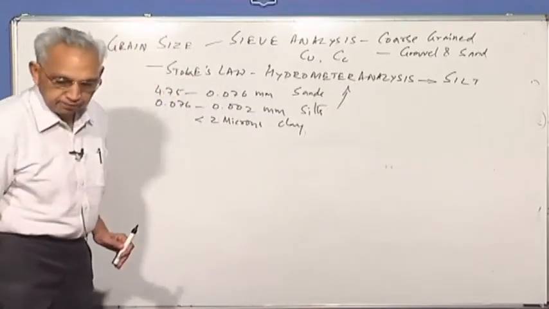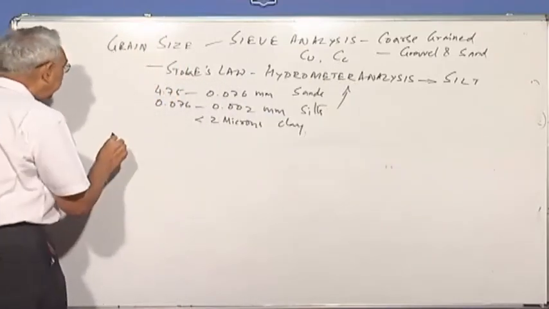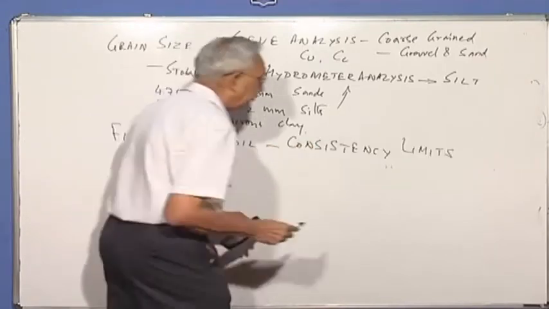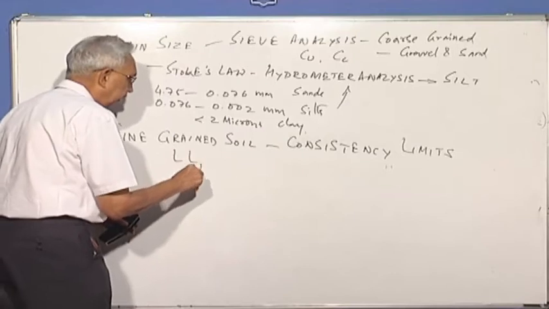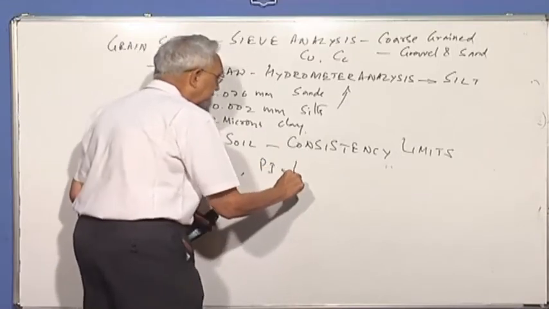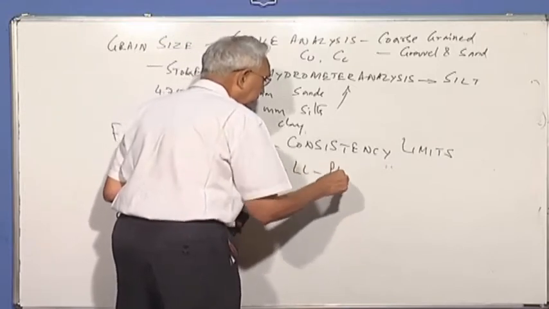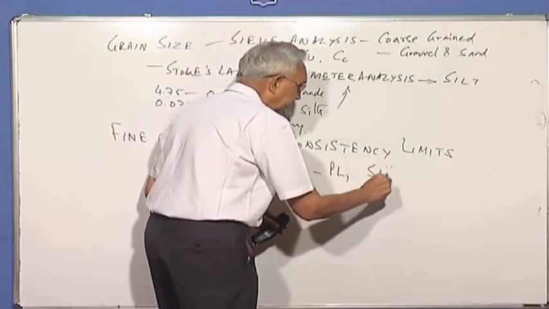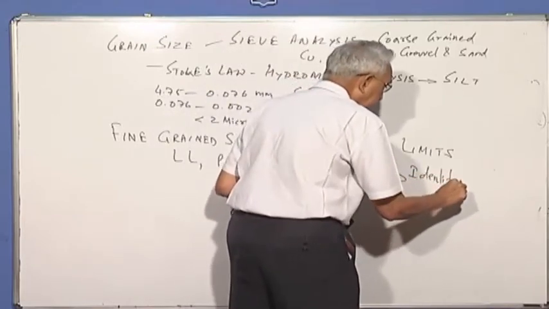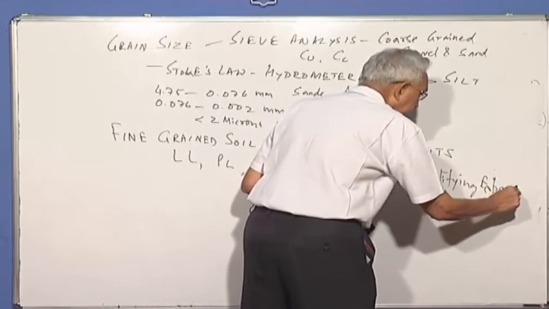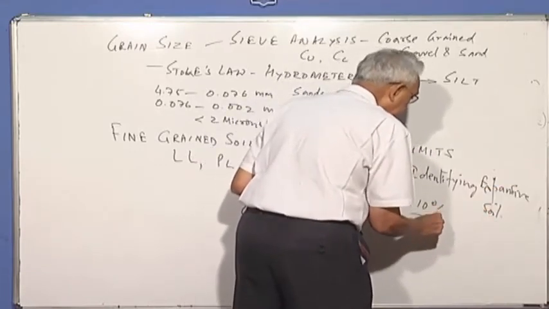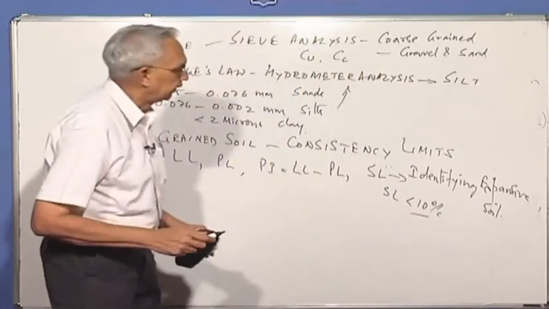Then when you look at the fine grained soil, we need to have what we call consistency limits. We talked of liquid limit, plastic limit, plasticity index, which is nothing but liquid limit minus plastic limit. Then we also looked at shrinkage limit. This is very good in identifying expansive soil, like black cotton soil. If shrinkage limit is less than 10, you must always be careful that the soil can give us serious trouble.